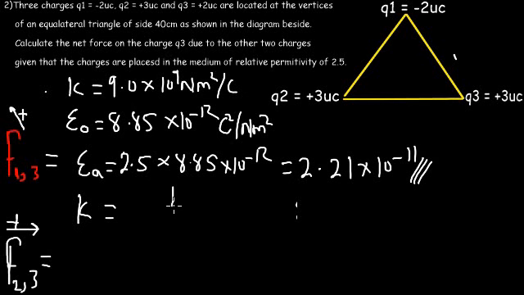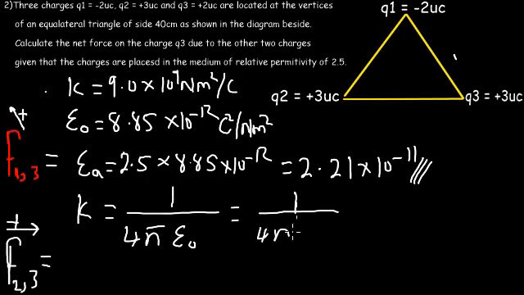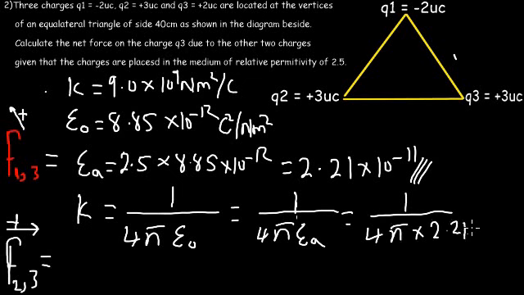So K is indeed equal to 1 over 4 pi epsilon naught. That is for charges that are situated in a vacuum. But since the charges are situated in a medium, we need to use epsilon sub A instead of epsilon naught. So it's going to become 1 over 4 pi epsilon sub A, and that will turn to 1 over 4 pi times 2.21 times 10 to the power of negative 11.